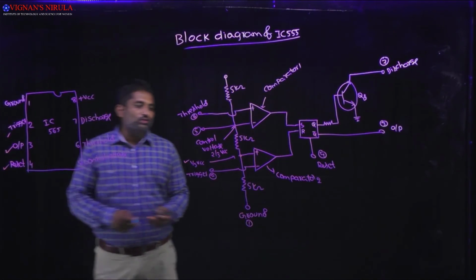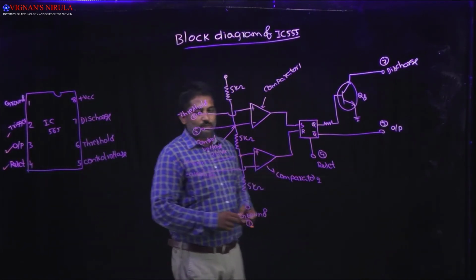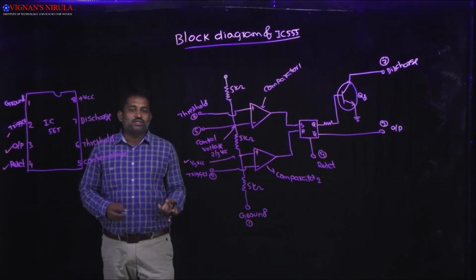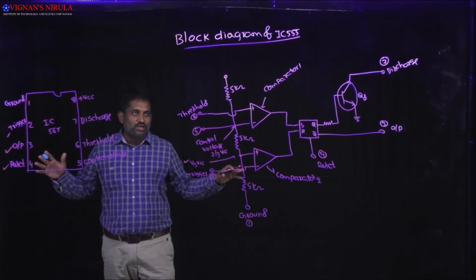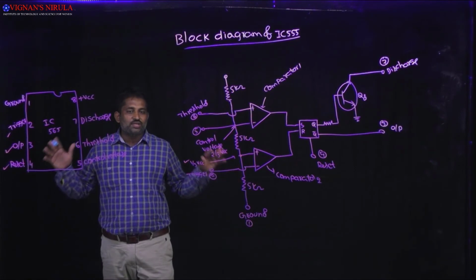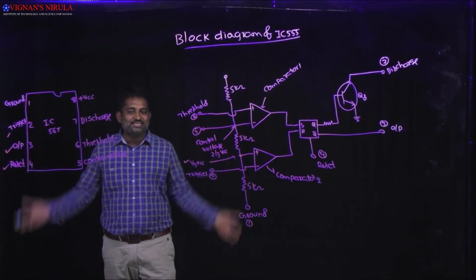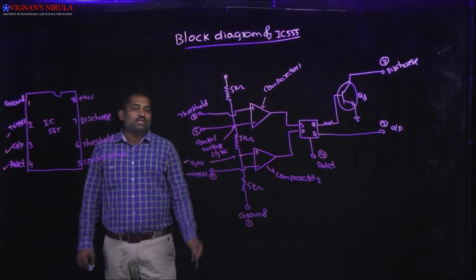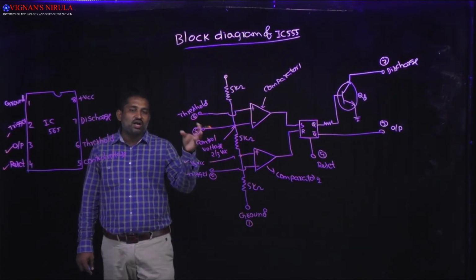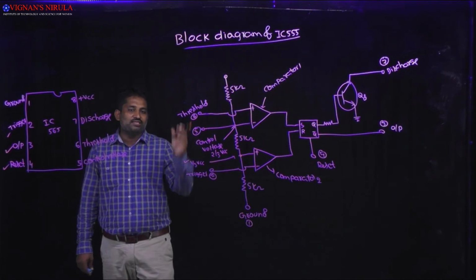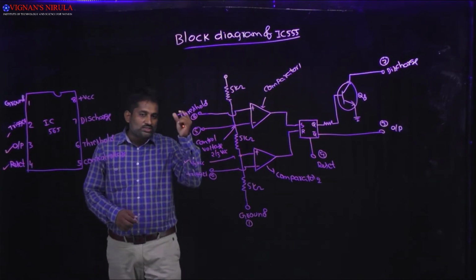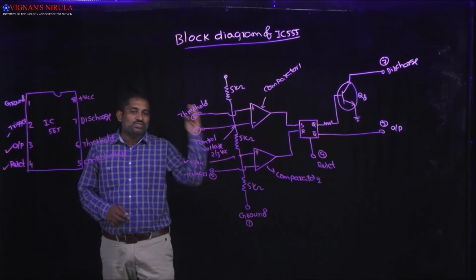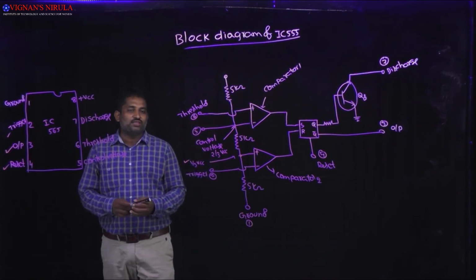And the fourth one is the reset pin. Once we connect the reset pin to ground, it stops the working of the IC 555. That means the reset pin overrides all the operations of IC 555, and it is used as an on and off controller for IC 555. Once the reset pin is momentarily connected to ground, it stops the working of IC 555.